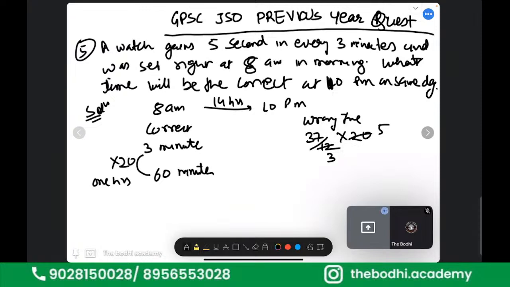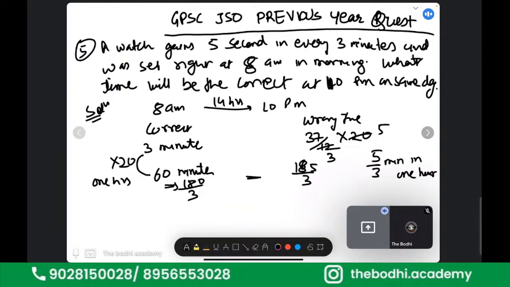Now multiply it. 185 upon 3. But 60 we can also write as 180 upon 3, in terms of fraction. So what is the total difference? Total difference is 5 upon 3 minutes in 1 hour.